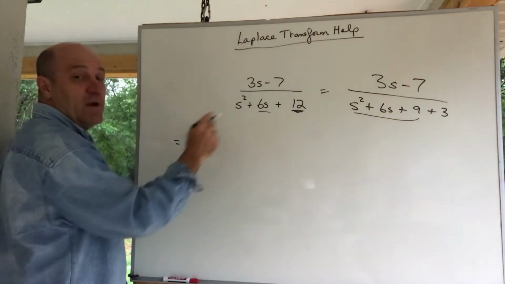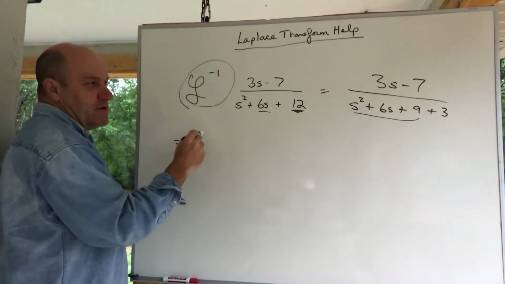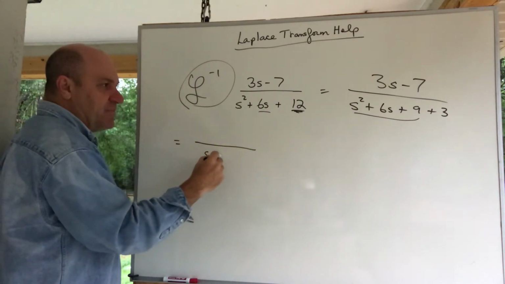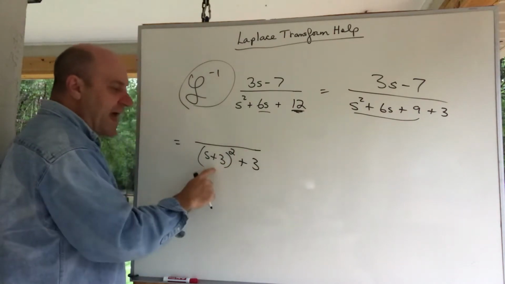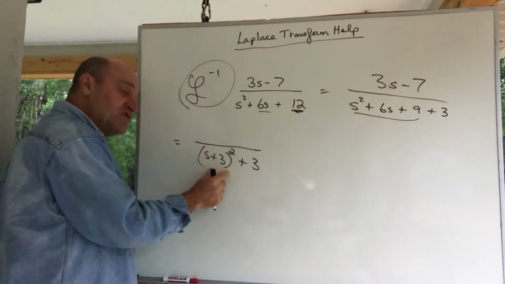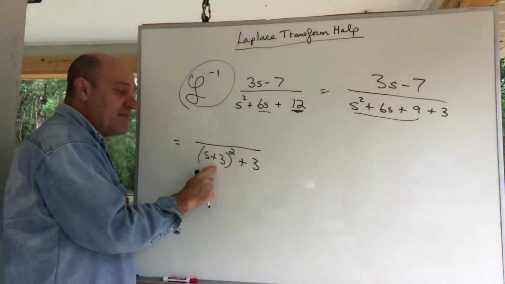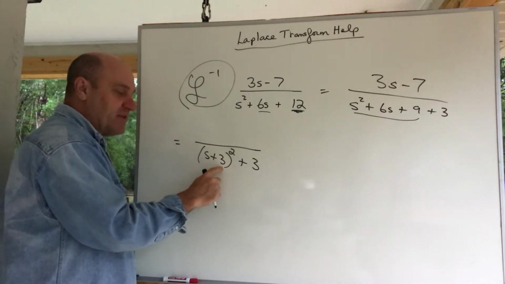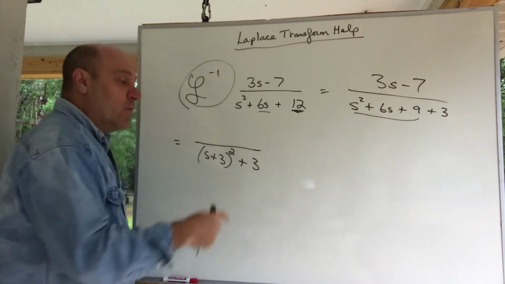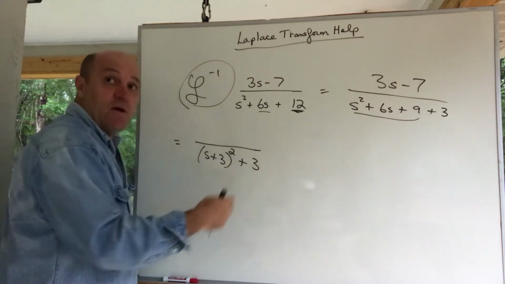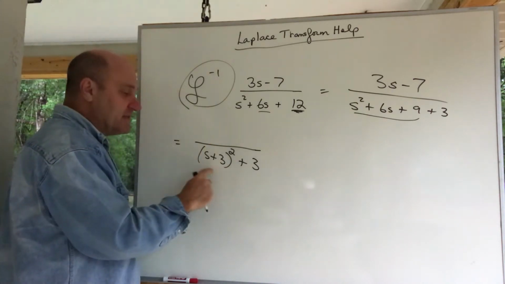I'm trying to do a Laplace inverse of this. The denominator now is s plus 3 squared plus 3. So that's a sine or a cosine that's been sort of shifted. I mean, that's not the right word, but it's been multiplied by an e function where you insert this s plus 3. So this is a sine or a cosine depending on what the numerator is. When the numerator is a number, it's a sine. When the numerator has an s, it's a cosine.